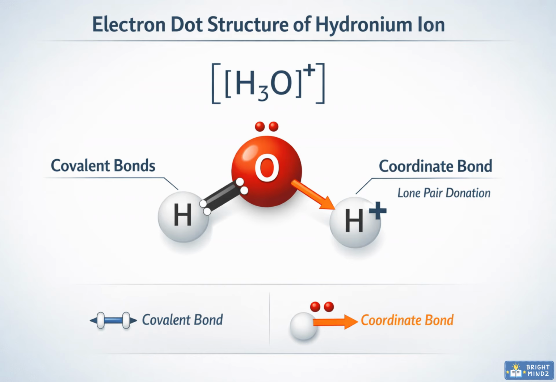To build hydronium in a diagram, start with water. Oxygen has two ordinary O-H covalent bonds, formed by sharing one electron with each hydrogen. It also has lone pairs. When H+ approaches, oxygen donates one lone pair to form a new O-H bond. Because both shared electrons come from oxygen, this is a coordinate bond. The whole species is written in brackets as H3O+.